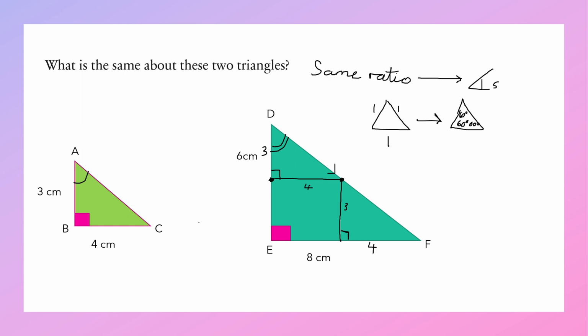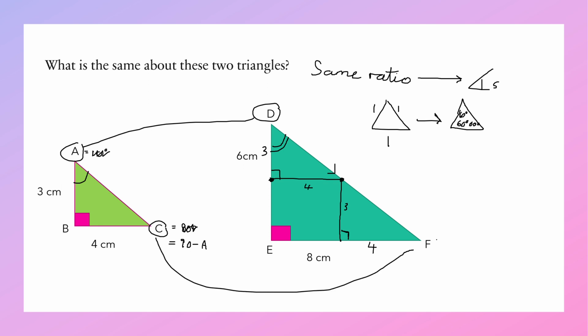If I told you that A was 10, which it isn't, what would C equal to? Well, C would equal 80. So we would know that these two angles add up to 90 degrees. So I'm going to cancel that out, and instead I'm going to put C is equal to 90 minus A. So therefore it follows, if D is equal to A, then C is equal to F. And obviously we know B and E are the same. It's the same ratio of sides, same angles.